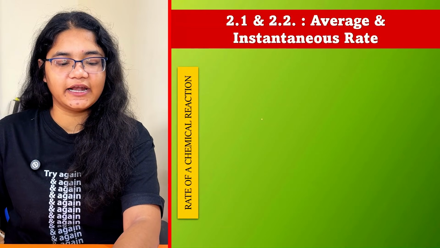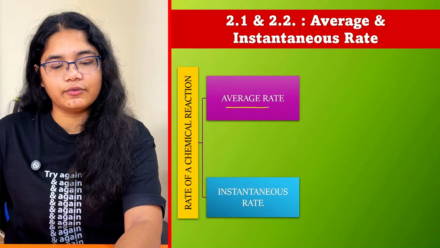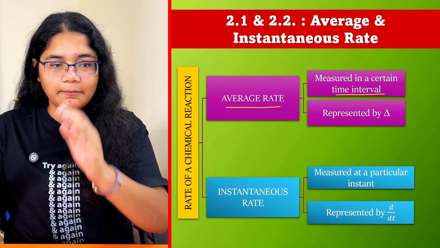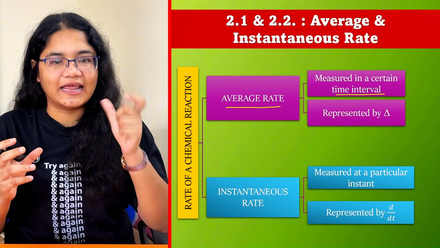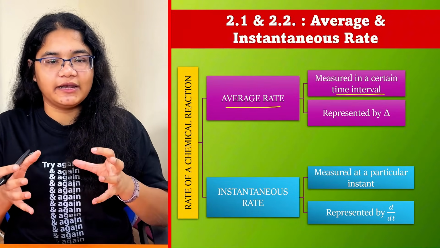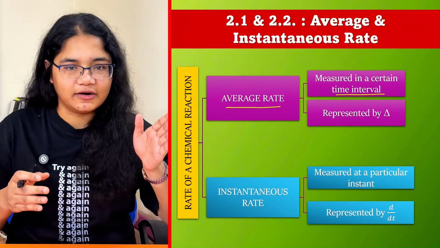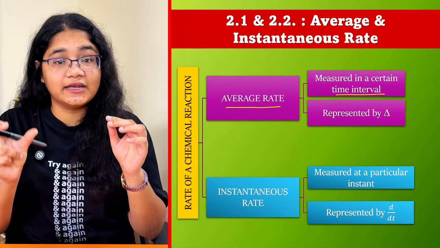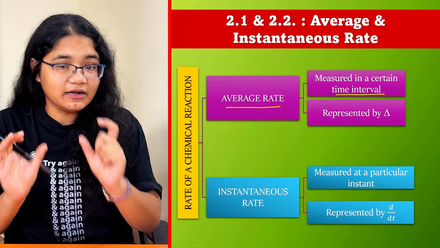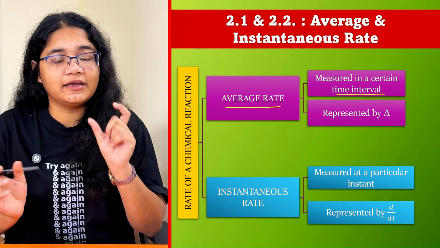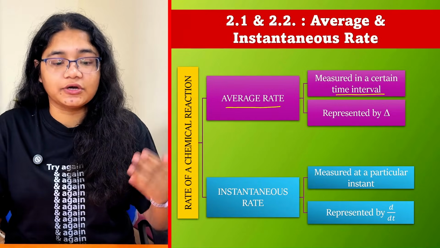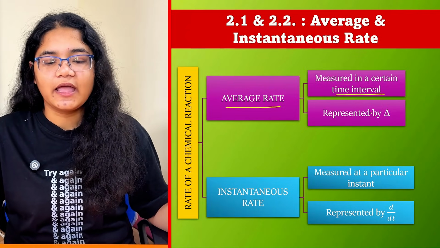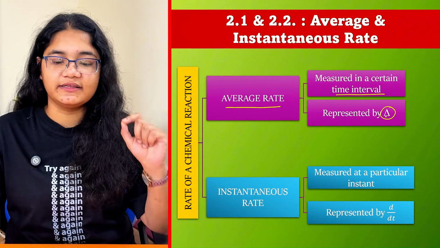Now see, what does average rate mean? When you calculate the rate of a reaction in a certain time interval, a measurable time interval. For example, 10 minutes, 20 minutes, 5 minutes. You started a reaction at 10:30, and then at 10:40 you want to check the concentration. When there is a certain interval of time, and you measure the rate of the reaction over it, that is called the average rate. And we denote it with this triangle.